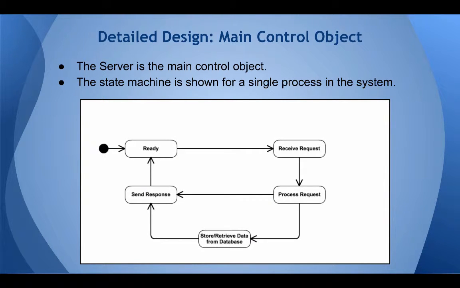The state chart below shows the states for a single thread running in our multi-threaded server. The server starts out in a ready state. Upon receiving a request, it will then process the request and either send a response, or store and retrieve data from the database before sending the response and then returning to the ready state.